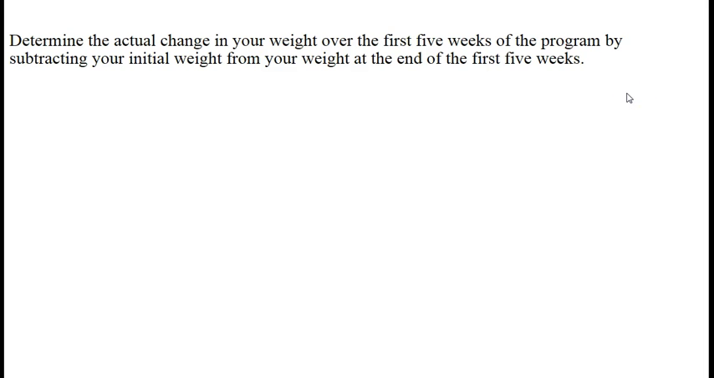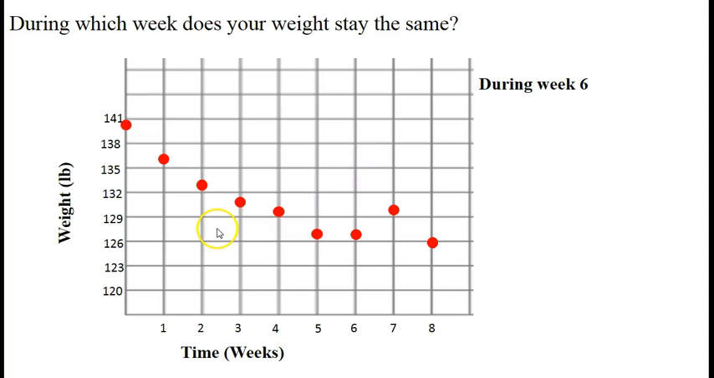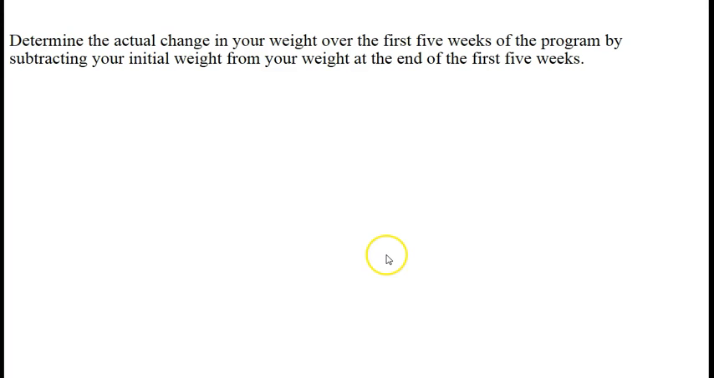So determine the actual change. First of all, your weight decreases during each of the first 5 weeks of the program. Determine the actual change in your weight over the first 5 weeks by subtracting your initial weight from your weight at the end of the first 5 weeks. My initial weight was 140, and I'm going to subtract that from my weight at the end of the first 5 weeks, which was 127. So we can go 127 minus 140, and that's going to give me a change of negative 13 pounds.